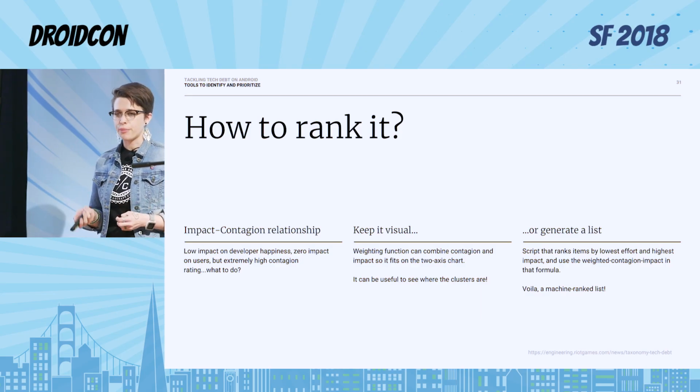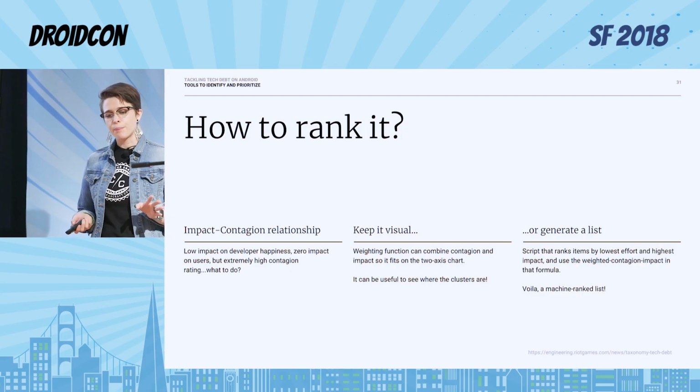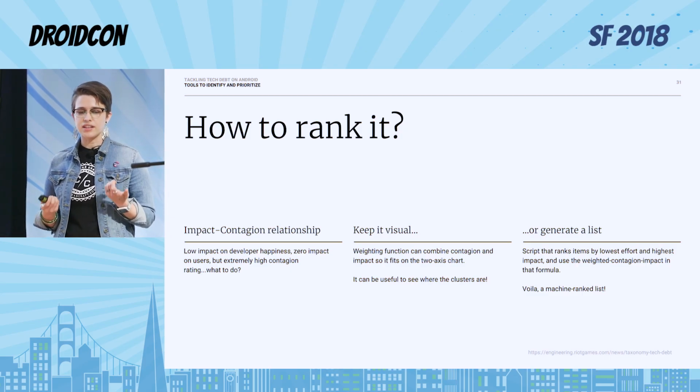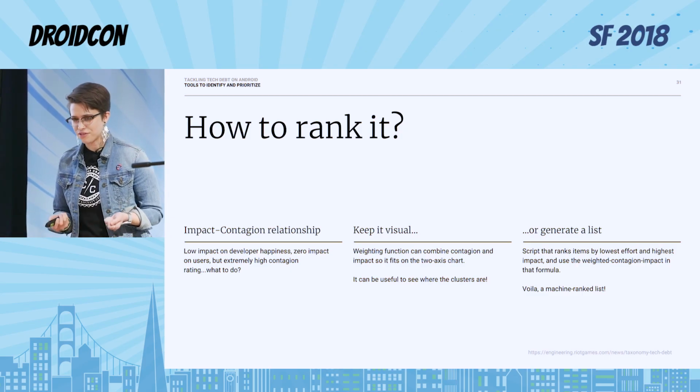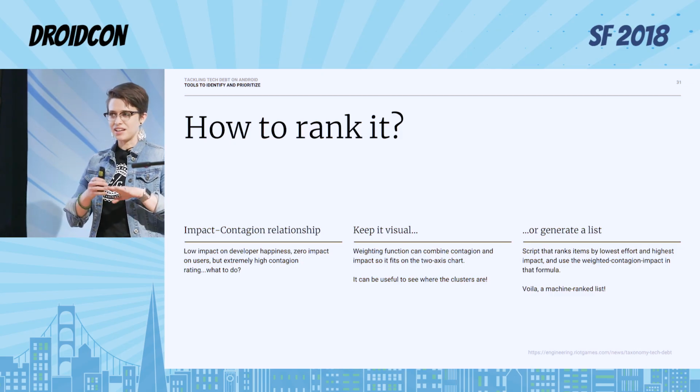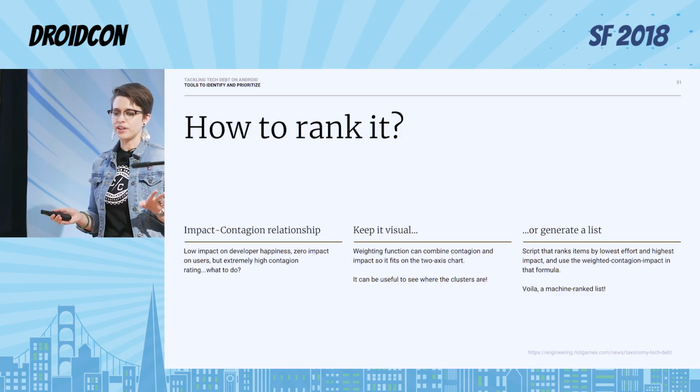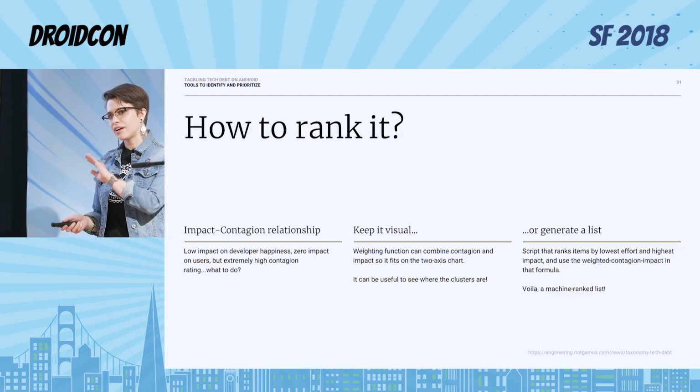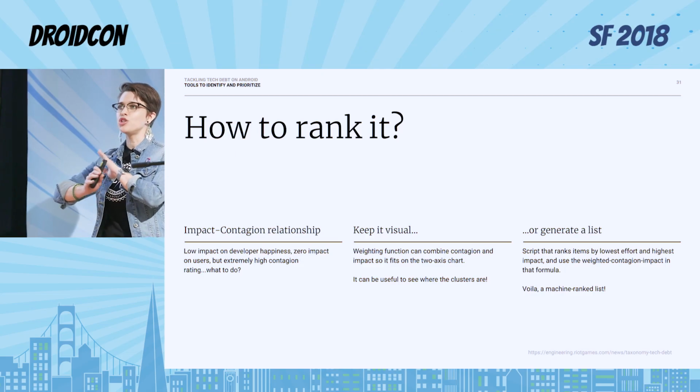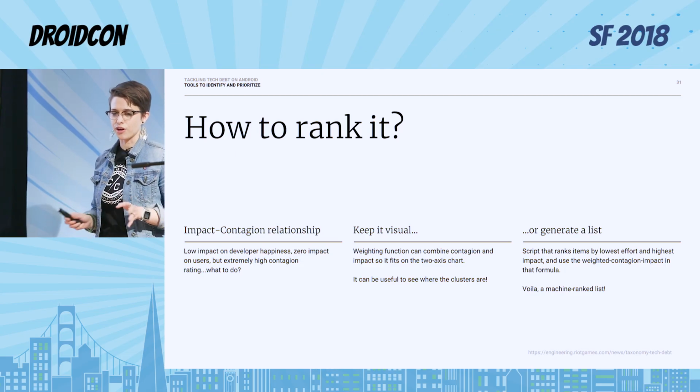Even if there's a low impact on developer happiness and 0 impact on users, if the tech debt has an extremely high contagion rating, you probably should still fix it, just because it's going to get really out of control, and at that point, the developer happiness impact might go up. But at that point, the effort is huge because it has spread so far throughout your code base.